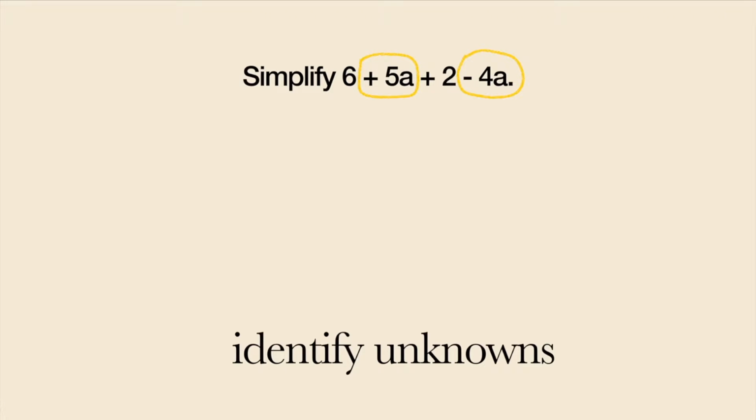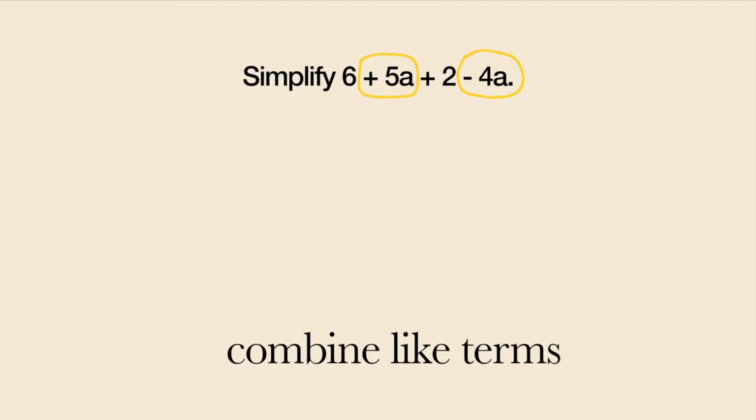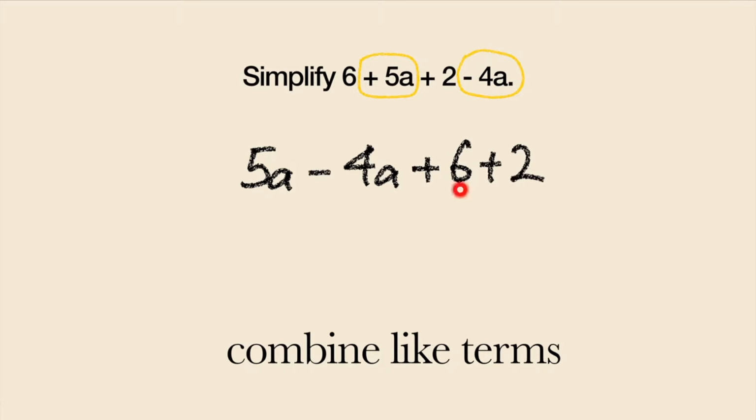So here we are going to identify the unknowns, and here it's a again. And notice that I'm including the sign on the left side for my unknowns. Okay, again, this question has 4 terms. We're going to simplify it. Next step, we will combine like terms. So 5a and negative 4a will be combined, followed by the real numbers 6 and 2.